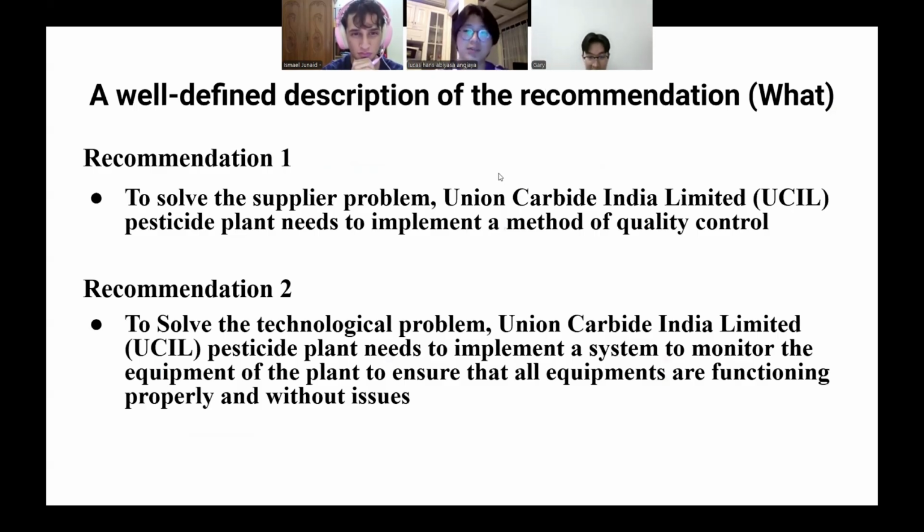So for our first recommendation, it's about solving the supplier problem due to UCIL getting improper, faulty materials, which led to a decrease in quality in their products, but also caused the accident. To solve that, you'd need to implement a method to control the quality of the supplies coming into UCIL. The second recommendation is to solve the technological problems about the equipment malfunctioning and causing the accidents. To do that, you need to implement a system to monitor the equipment and ensure they're all functioning so the accidents don't occur again. Next.